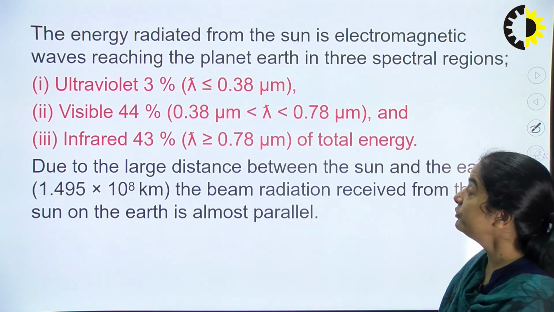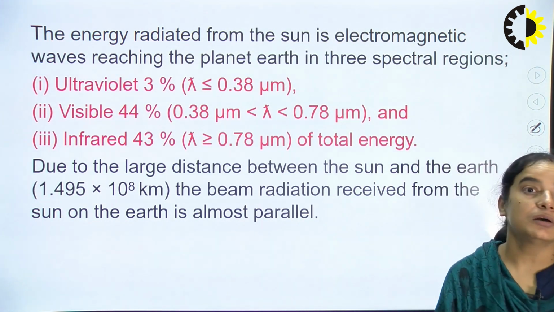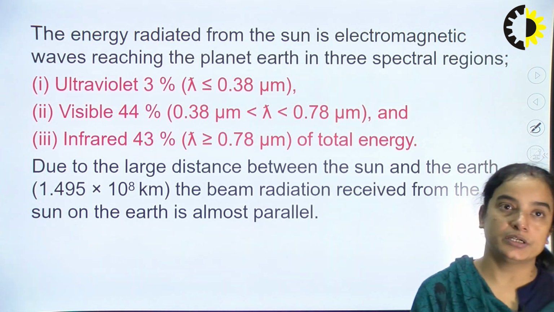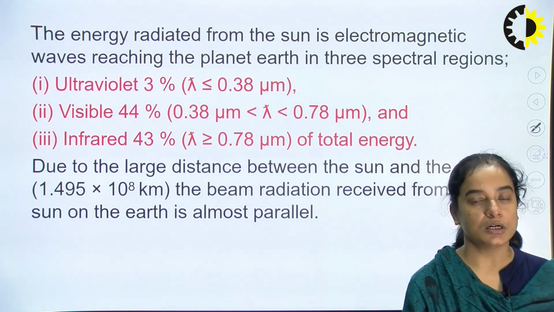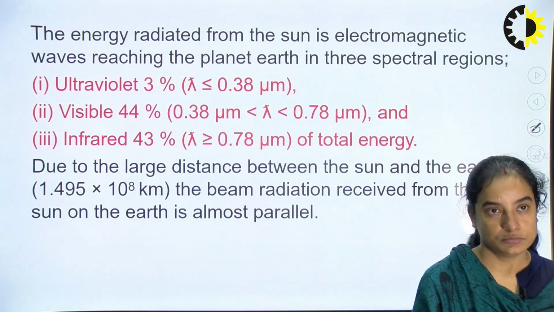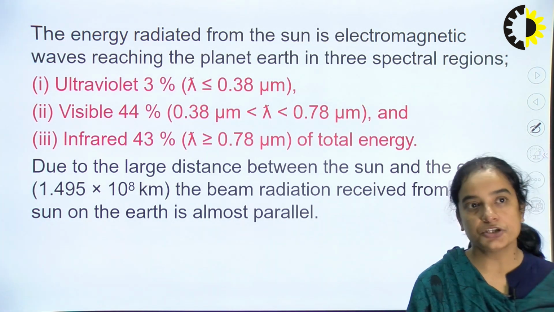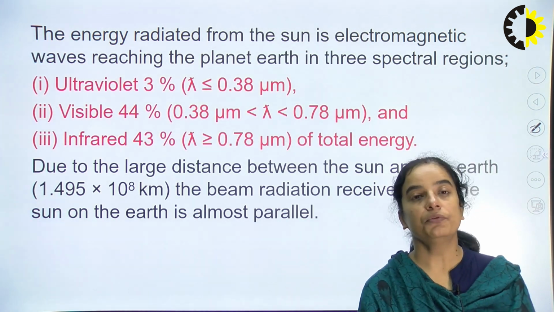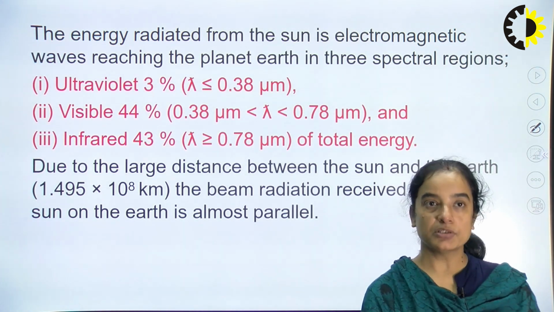So energy radiated from the sun is electromagnetic waves, which reach the planet Earth in 3 spectral regions. The solar radiation that we are receiving on the Earth can be divided into 3 categories: ultraviolet radiation, visible radiation, and infrared radiation. So ultraviolet is very less, 3%.